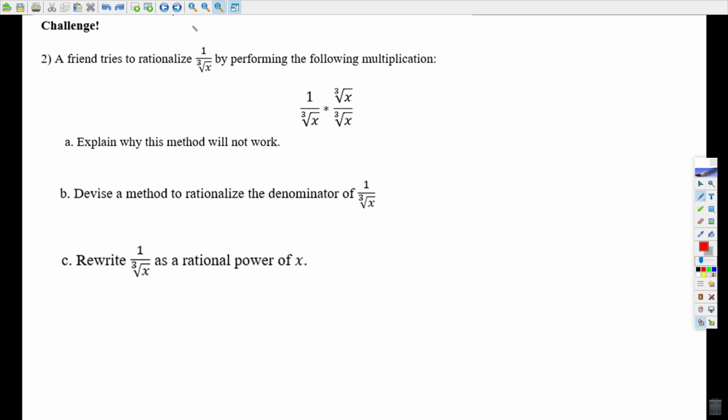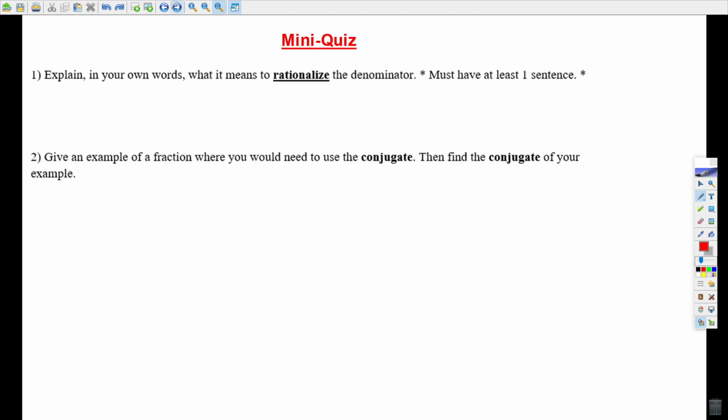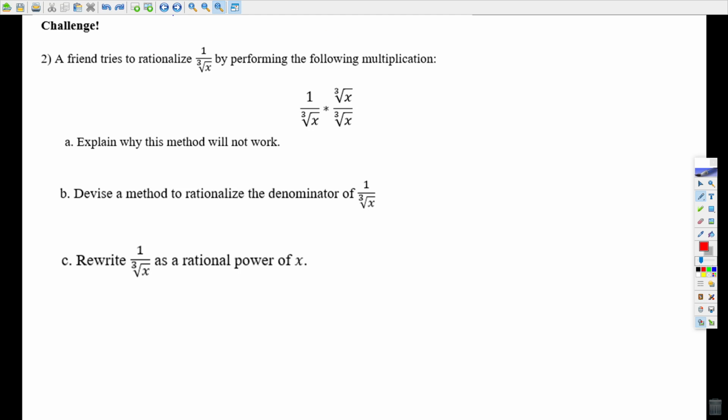Okay, last one, which is the finale, a challenge problem. I'll go over that one real quick. It says a friend tries to rationalize 1 over the cube root of x. So we haven't talked about cube roots yet. By performing the following multiplication. So this person took 1 over the cube root of x times cube root of x over cube root of x. Explain why this method will not work.